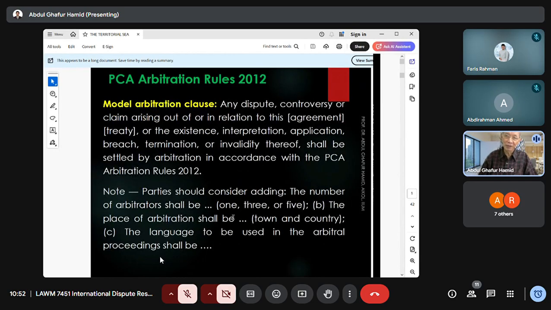And the model arbitration clause is given by the PCA, but it is up to the two parties. If they want to make a compromise and write their own separate arbitration clause, it is okay. But this is the sample, a model arbitration clause given by the PCA rules 2012.